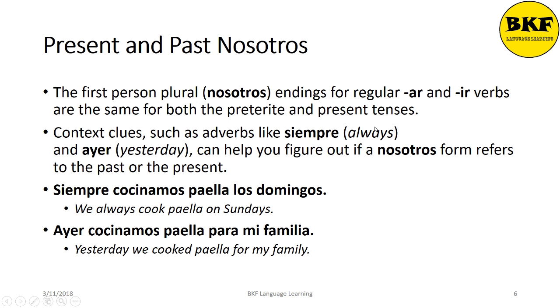Present and past nosotros. The first person plural nosotros endings for AR and IR verbs are the same for both past and present tenses. So context clues such as adverbs like siempre, which means always, and ayer, which means yesterday, can help you figure out if a nosotros form refers to the past or the present. For example, if I say siempre cocinamos paella los domingos, it would mean we always cook paella on Sundays. But if I say ayer cocinamos paella para mi familia, it would mean yesterday we cooked paella for my family.